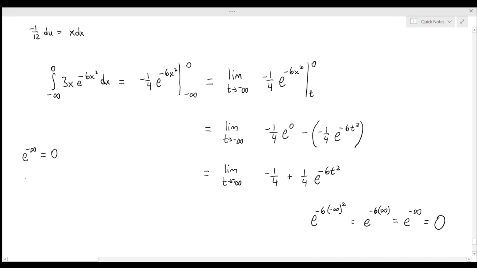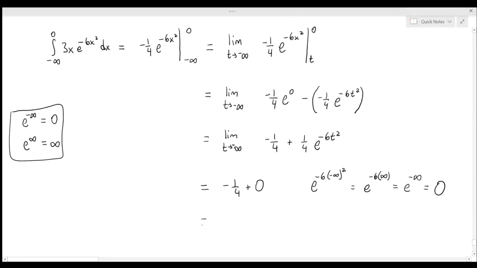So you can take that to be a general rule, and just for reference, if you have e to a positive infinity, it's going to be infinity. Okay. All right, but what that means then is as t approaches negative infinity, this term should go to 0. Okay. But we still have this negative 1/4 that was at the beginning. So ultimately, we're going to get an answer of negative 1/4 for this first improper integral that we have.